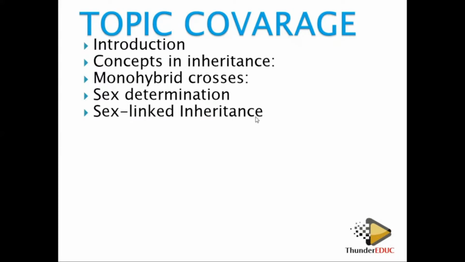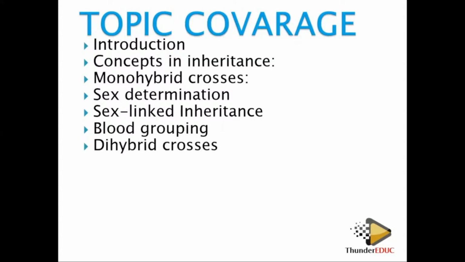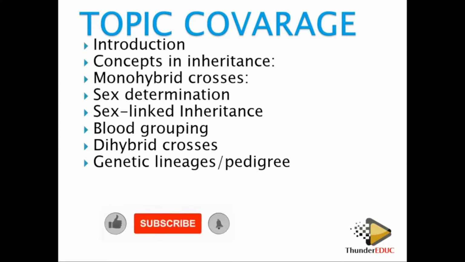Sex-linked inheritance, the characters which are linked to the sex. Blood grouping, which type of blood group, and then inheritance of blood group. Dihybrid crosses, when we talk about dihybrid crosses, we mean inheritance of two characters. Di means two. Genetic lineages or pedigree. These ones are tracing characters in your family. In most cases, in this case, you're going to be looking at the disorders which can be inherited by the family.